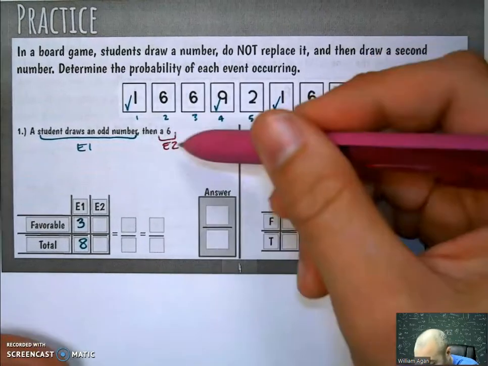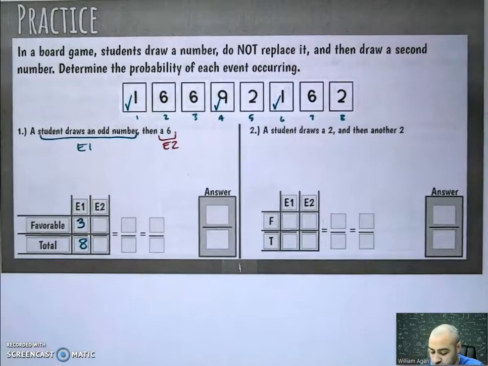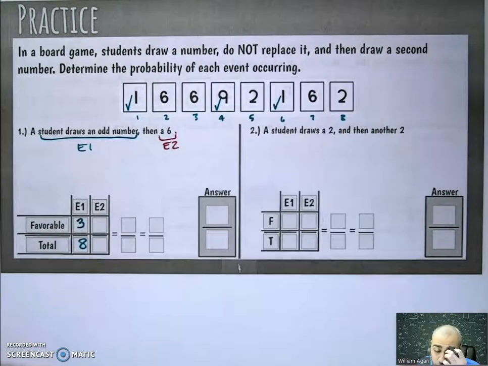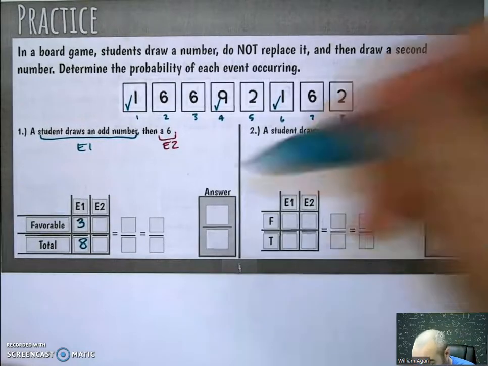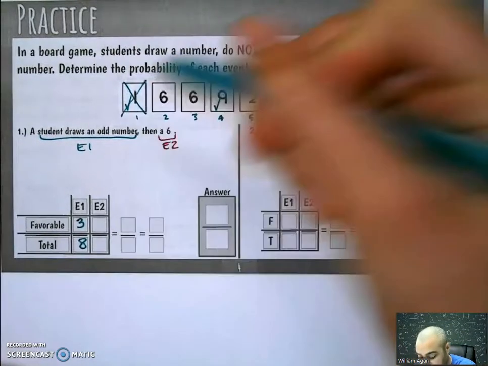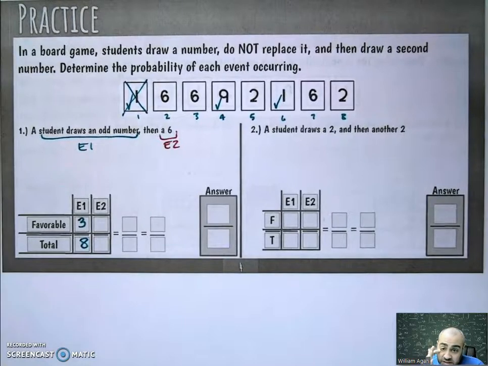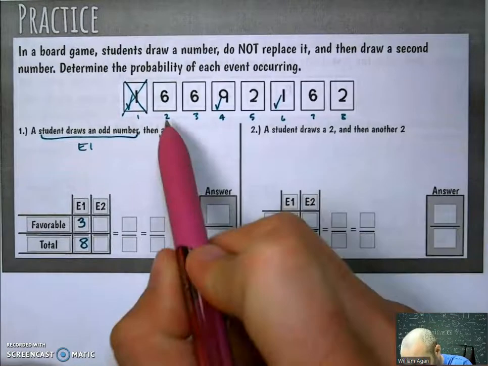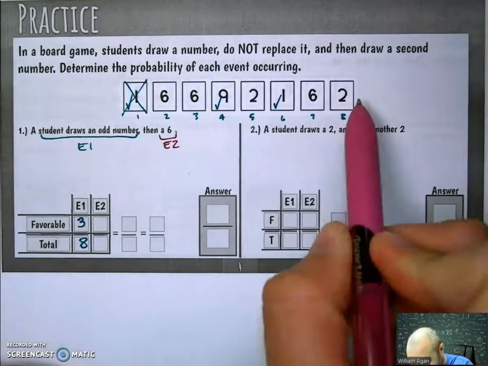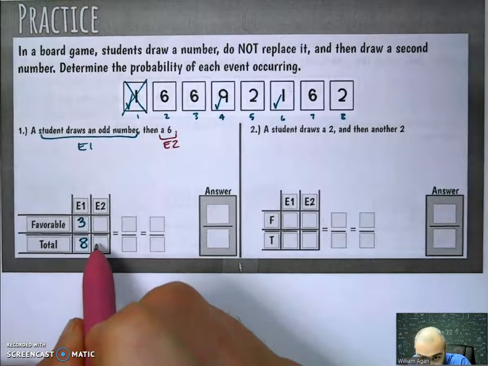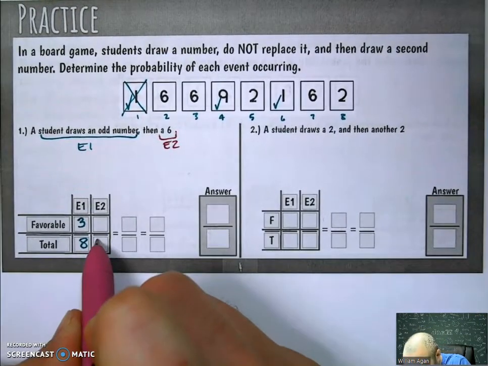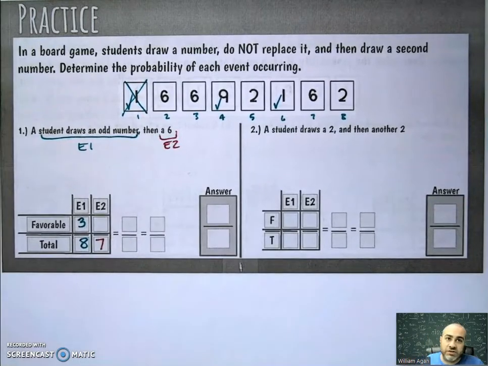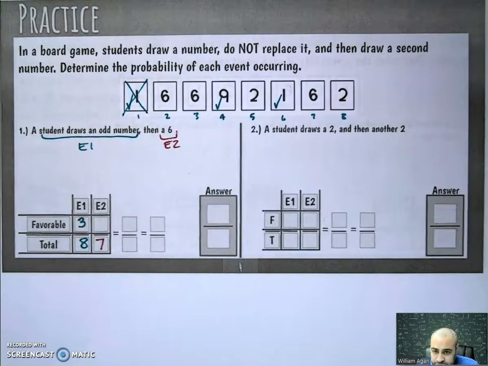So let's say for event 2, I don't return it. It doesn't matter which one of these you pretend you didn't return, but one of them I'm going to just X out. Let's say that I got a 1 and it's gone. I don't put it back. Now, how many cards do I have? 1, 2, 3, 4, 5, 6, 7. So my total is different for event number 2. That is the whole deal with dependent probability. That's what it all comes down to. You have to remember that your total is going to change.